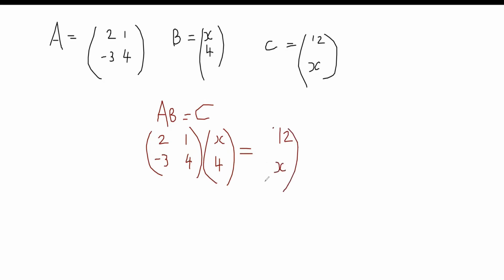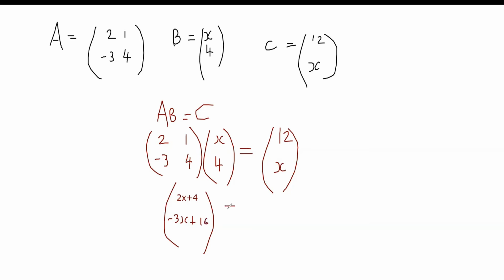Since this is what we have right here, all we have to do is multiply row by column on the left-hand side. So we get 2 times x is 2x plus 1 times 4 is 4. That's how we get the first element in the matrix AB. Now we need to get the second element, which is going to be row by column. Minus 3 times x is minus 3x plus 4 times 4 is 16.